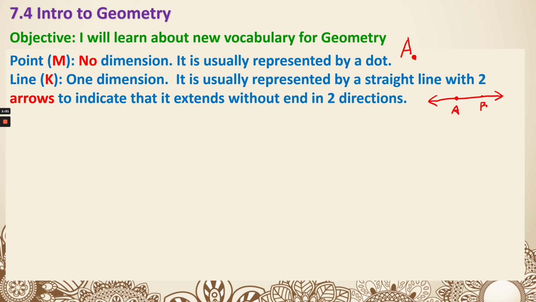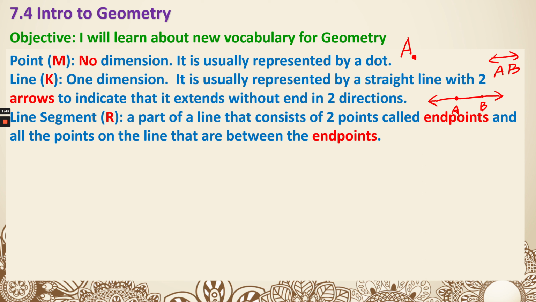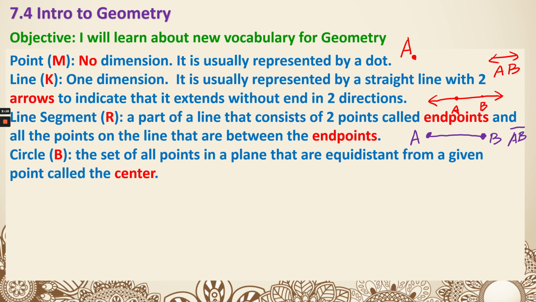The reason I emphasize that is to tell it apart from the next definition, which is line segment. Line segment matches with definition R, a part of a line that consists of 2 points called end points, and all the points on the line that are between the end points. So let's say this is your point, and this is another point. All the points in between them will basically form a line. Starting from A, ending with B, that's a line segment. We typically write it with just a bar, no arrows on the top of AB, to indicate that it is a line segment.